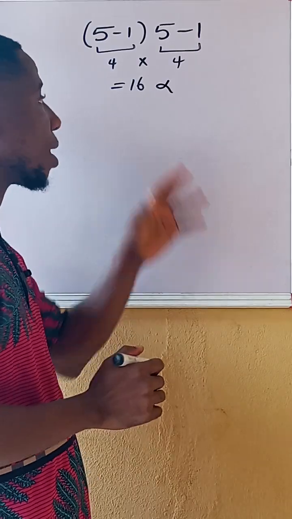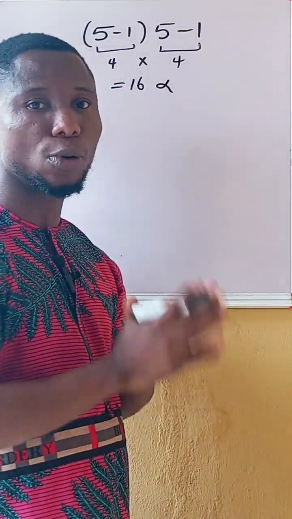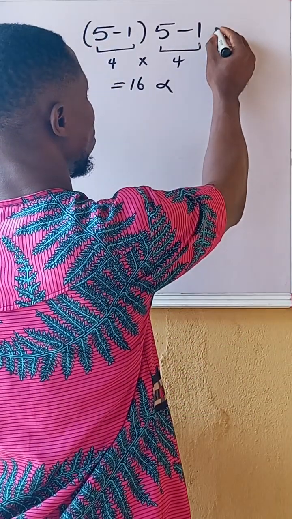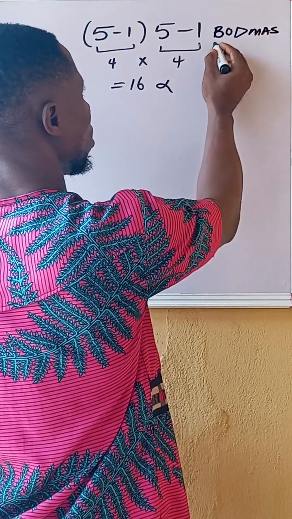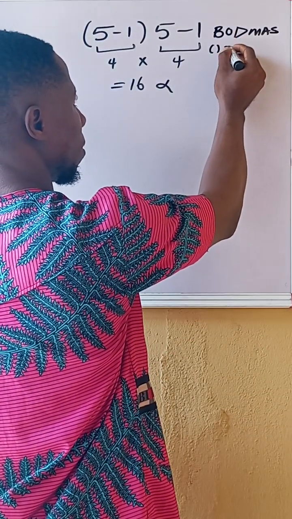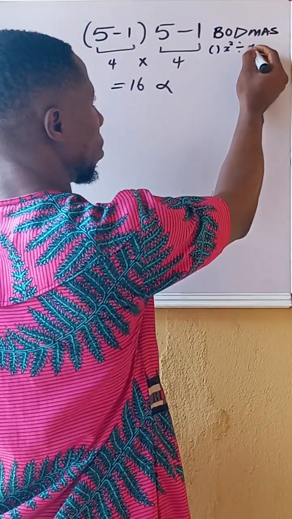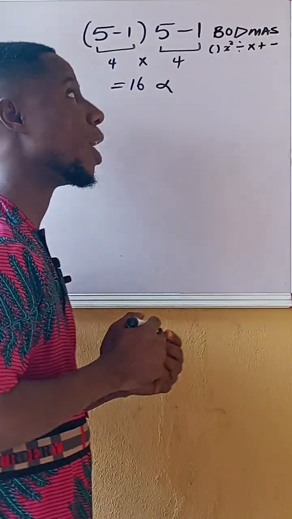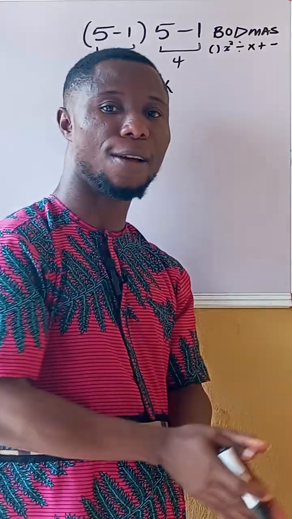The reason why this answer is wrong is because we have a rule in order of operation called BODMAS. Other people call it PEMDAS, all right? So if we are using our BODMAS rule, this B stands for bracket, okay? This O is exponent. D stands for division. The M stands for multiplication. A stands for addition, while S stands for subtraction, all right? And using this rule, we have to solve this equation from left to right.